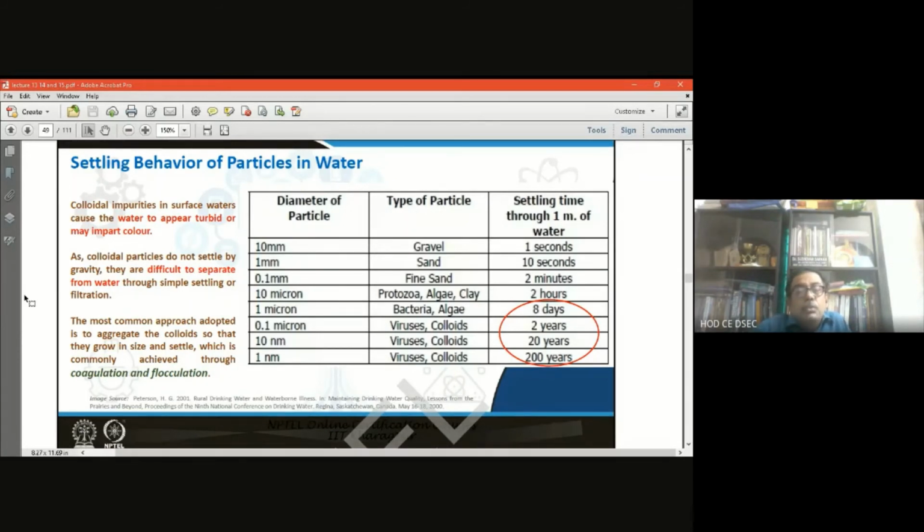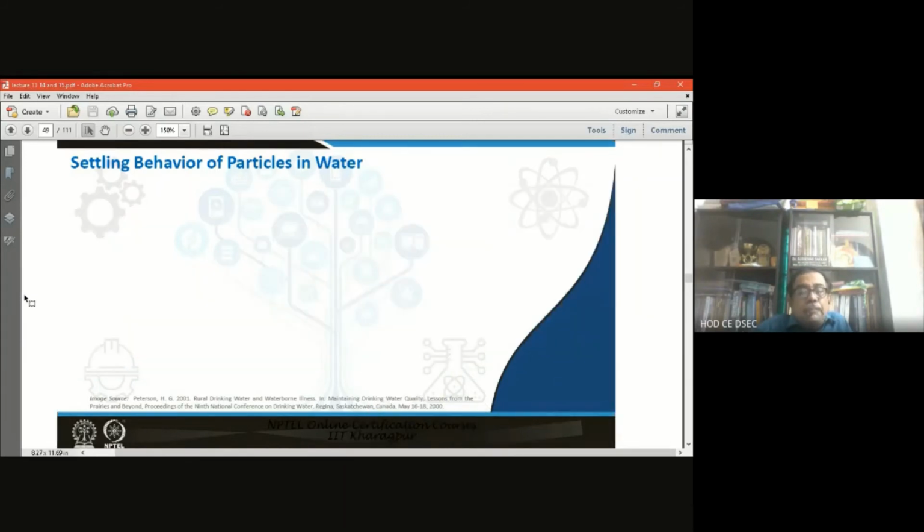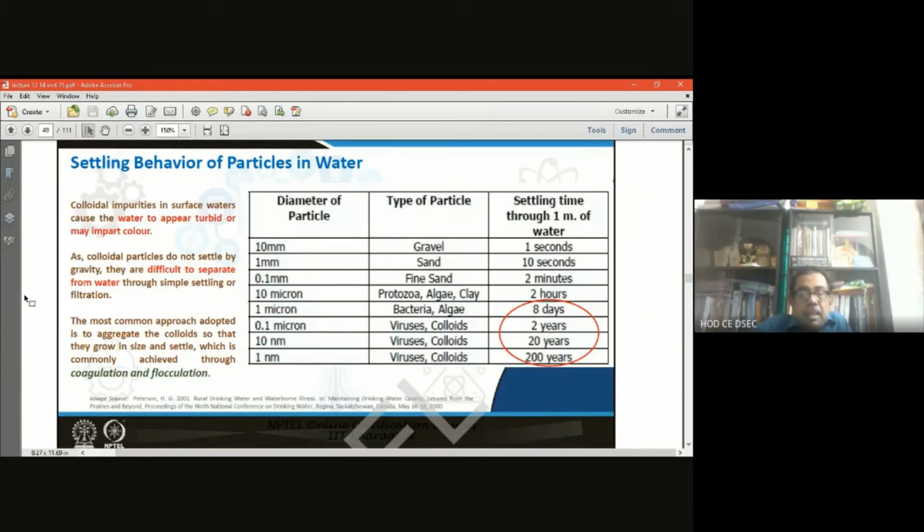So the smaller the size of the particle, the more time it takes for settling in the tank at 1 meter depth. Let us talk about the 10 micron diameter particle, that is protozoa, algae, clay. 2 hours will be taken. A 1 micron particle, bacteria, algae, takes 8 days to settle. A 0.1 micron particle, further smaller particles, viruses, colloids, takes 2 years.